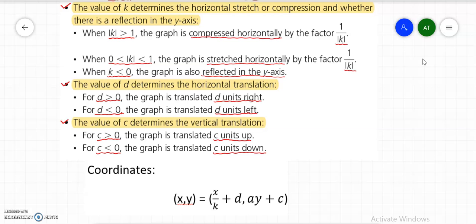And how can we define the transformations in terms of coordinates? The coordinate system is very helpful when we graph the function by using transformations. The (x, y) coordinate is going to change to (x by k plus d, a y plus c). So I hope you understand all the transformations.